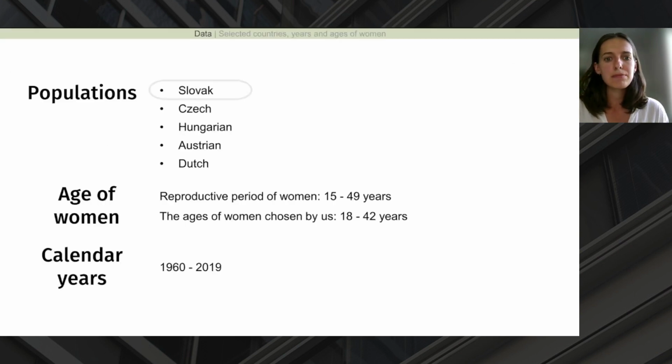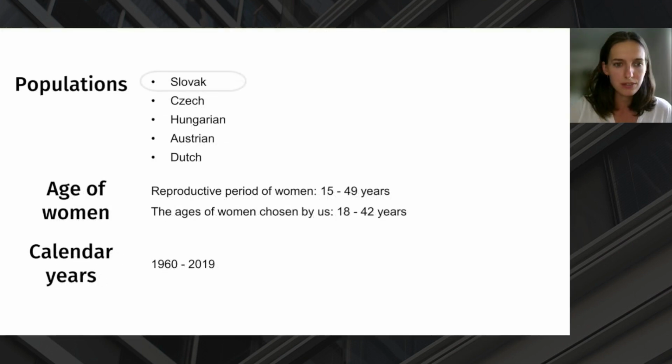We decided to examine the suitability of models for stochastic modeling of specific fertility rates in the Slovak, Czech, Hungarian, Austrian, and Dutch populations. We were interested in determining which of the models used would be the most suitable for each population. The populations we selected have similar trends in fertility development, and therefore we did not expect significant differences in the suitability of the models used.